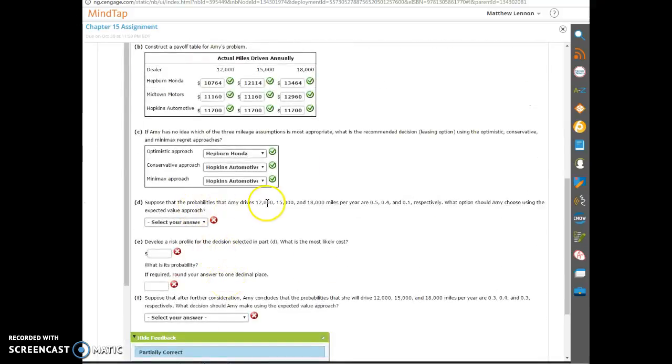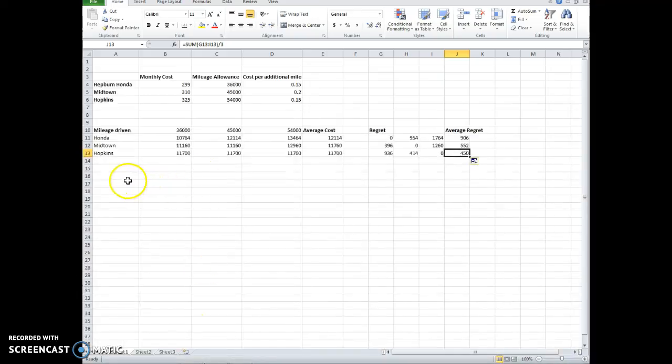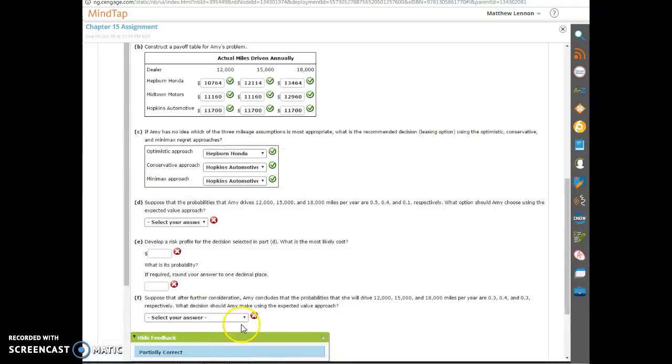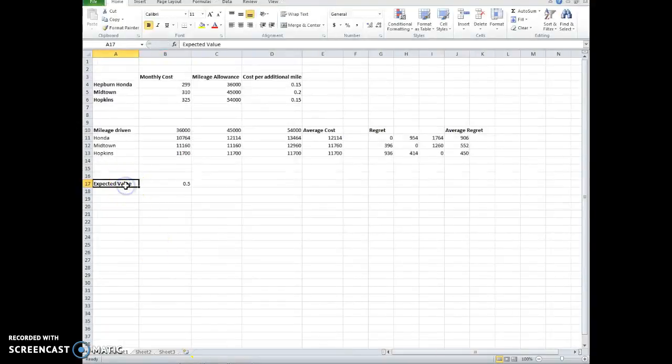Okay, so now it says suppose the probabilities are different. Let's look at the expected value approach, 0.5, 0.4, and 0.1. So the 0.5, 0.4, and 0.1, that's all we're going to do is the expected value. We're just weighting each of the options. So we have 0.5 times, for each one of the categories. So let's do the expected value amount over here.